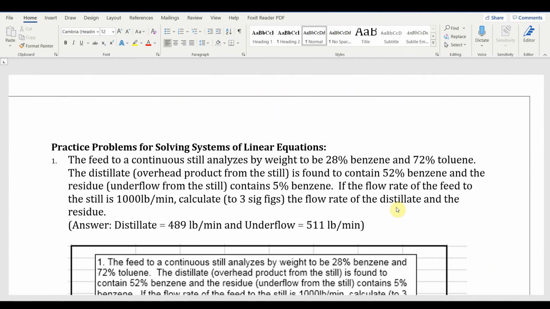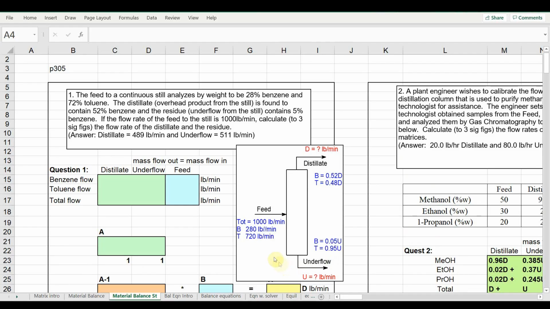So the first thing to do with the problem is to draw a diagram that illustrates the mass flow coming in and going out of the system. Let's go to the spreadsheet and take a look at that. This Excel file is called Matrix, and the worksheet is called Material Balance. This diagram represents a distillation column with continuous feed and continuous outflow.